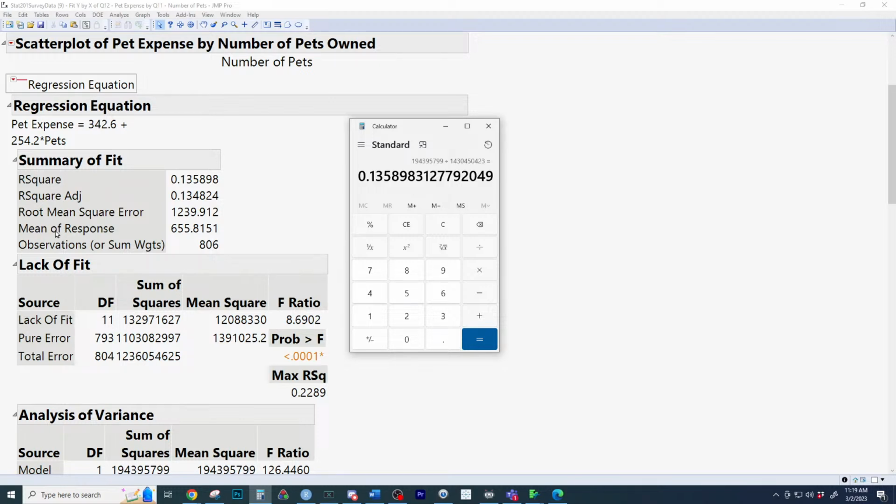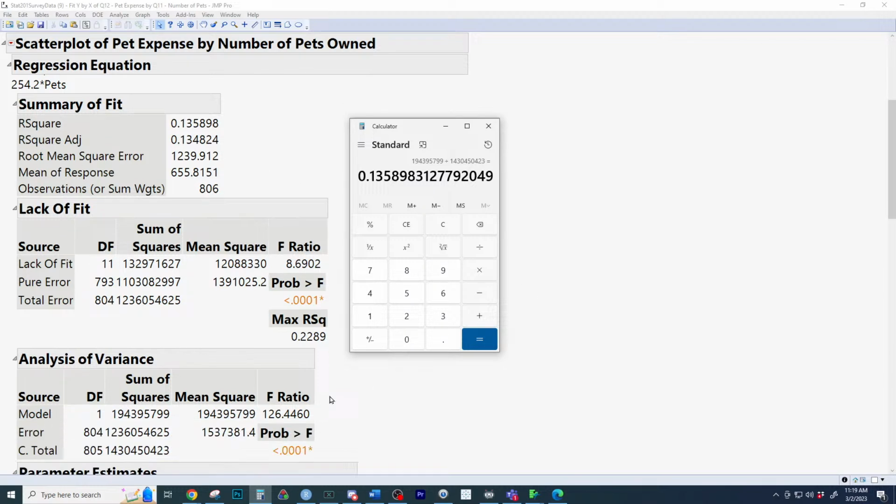I got it right. So the ANOVA shows you the reduction in the sums of squared error over the total error that exists from the naive model. And that reduction right there out of the total is R squared. So that's how R squared is actually calculated.